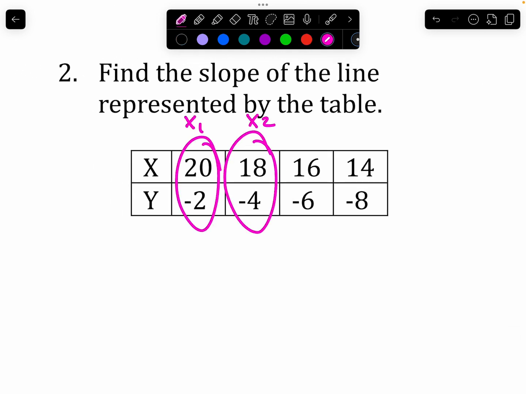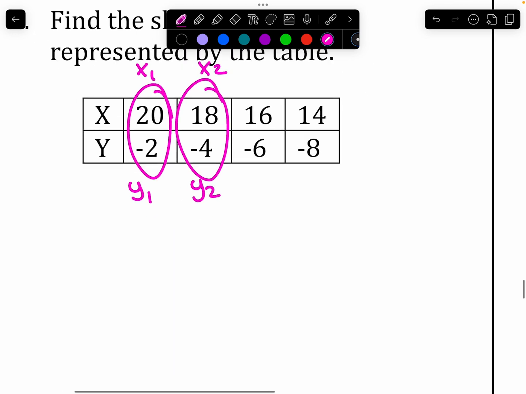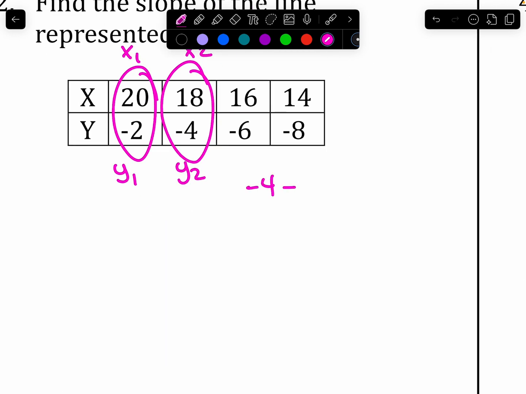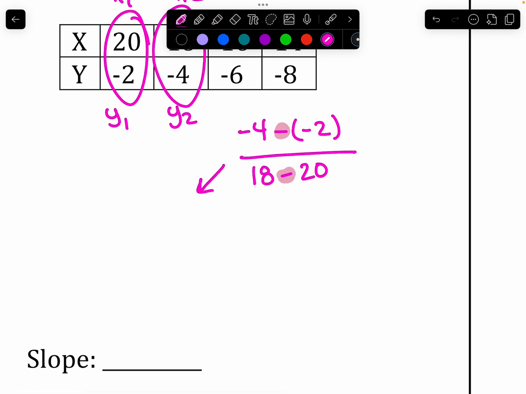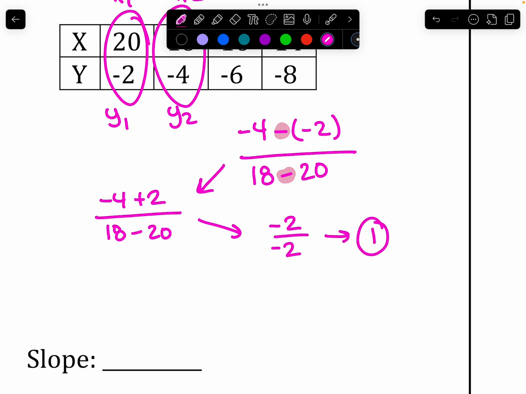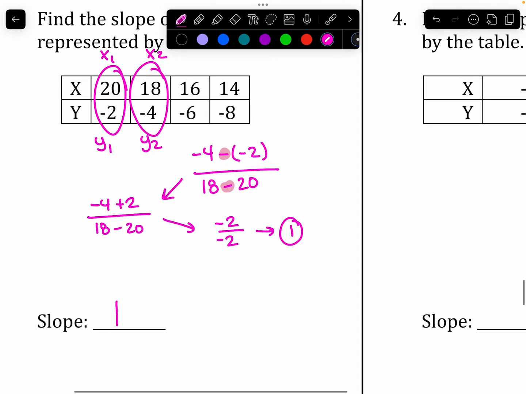I'm going to pick the first 2 here. This is x1, x2, y1, y2. So we will do -4 minus -2 over 18 minus 20. Remember that this is from the formula. Okay, I'm going to go this way this time. This will be -4 plus 2 over 18 minus 20. This will be -2 over -2, which just simplifies to get you a positive 1. So that is my slope.